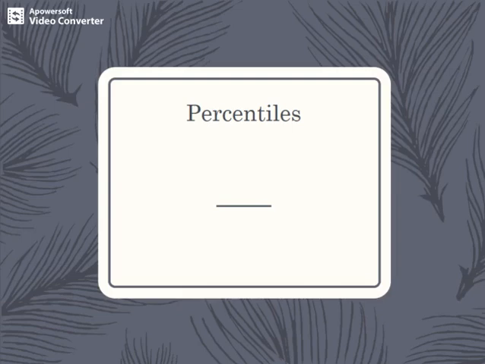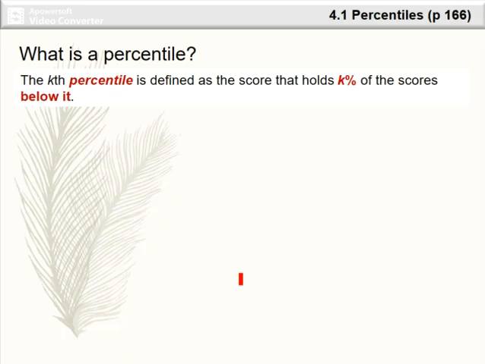Hi everyone. In this video, we want to talk about how to calculate percentiles of a continuous random variable. So let's start off by looking at what a percentile is to begin with. The kth percentile is defined as a score that holds k% of the scores below it. So if you have some distribution and you find the kth percentile, then the kth percentile is simply that value that divides your distribution so that k% is to the left of that value.